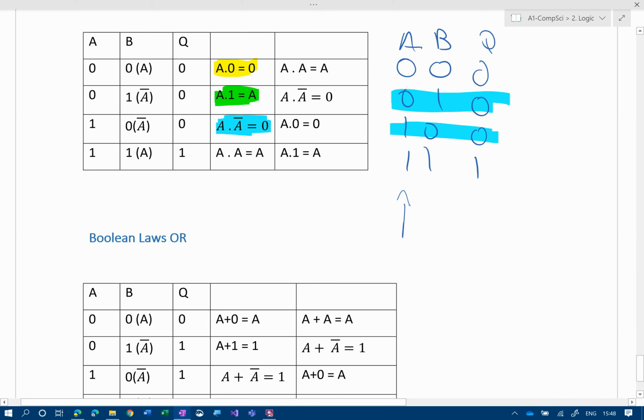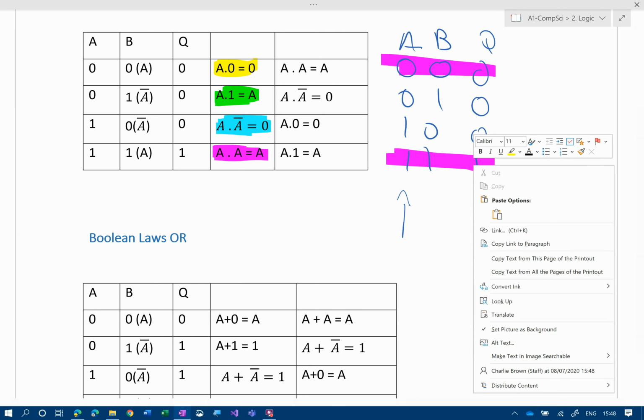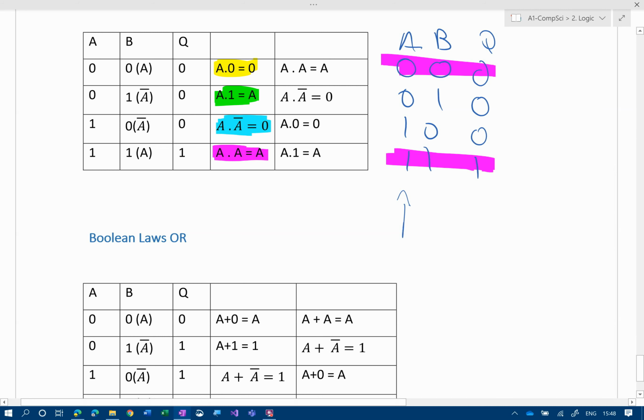Now, the last one is A AND A equals A. Now this is a situation where they're both the same. So it's that row there, that row there. All right, both A and B, if you like. Well, if A is 0, then the other thing we're ANDing it with, even though we're not calling it B in this case, is also 0. Okay, so we get the same. So if A is 0, we're ANDing it with 0, we get 0, which is the same as A. If A is 1, we AND it with 1, we get 1, which is the same as A.